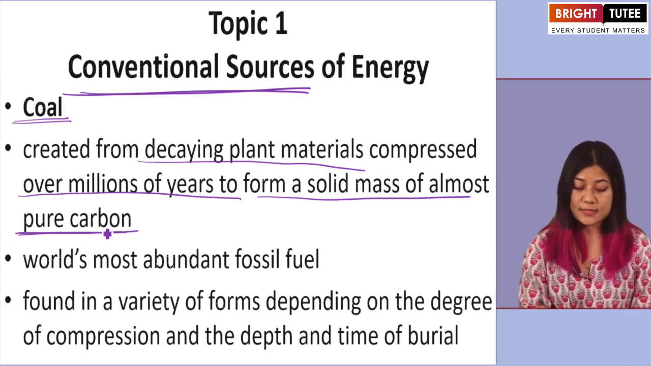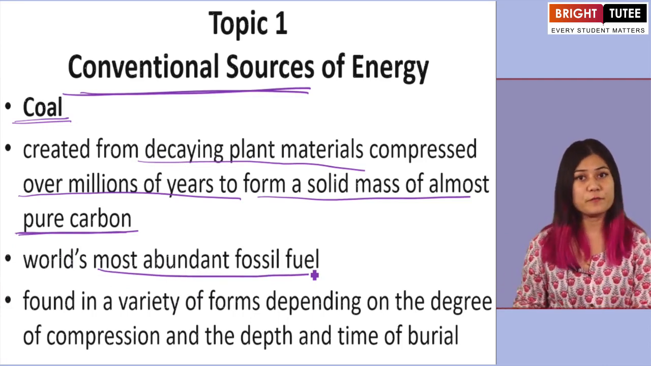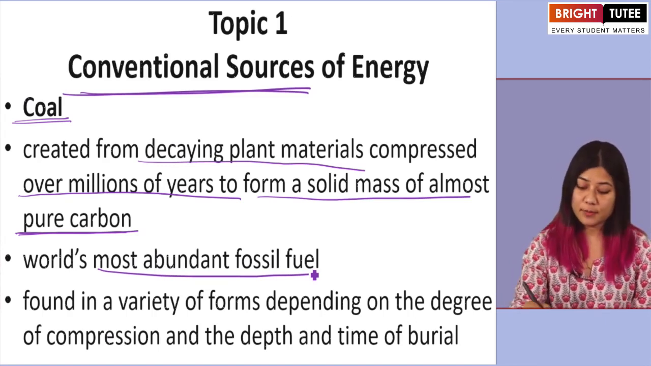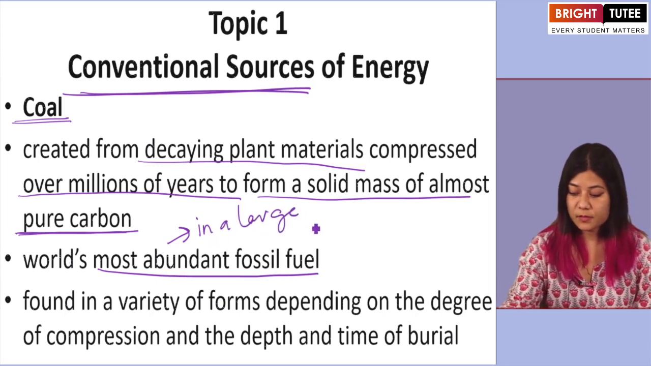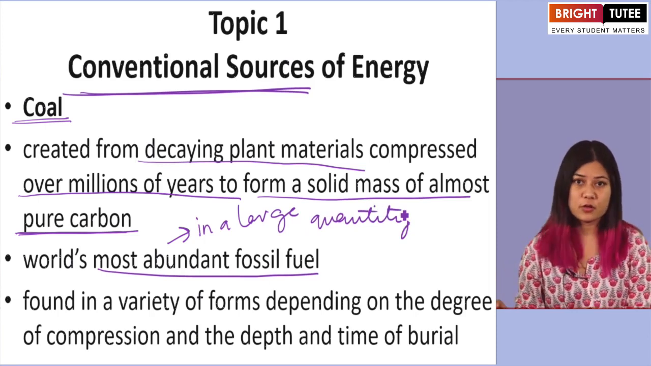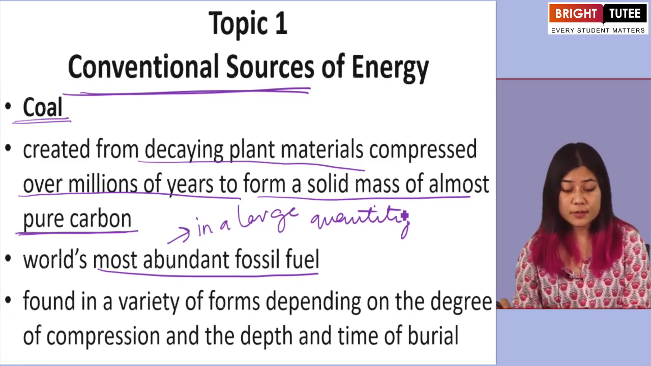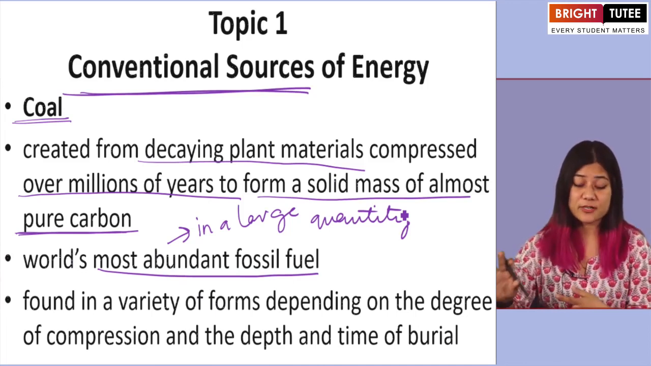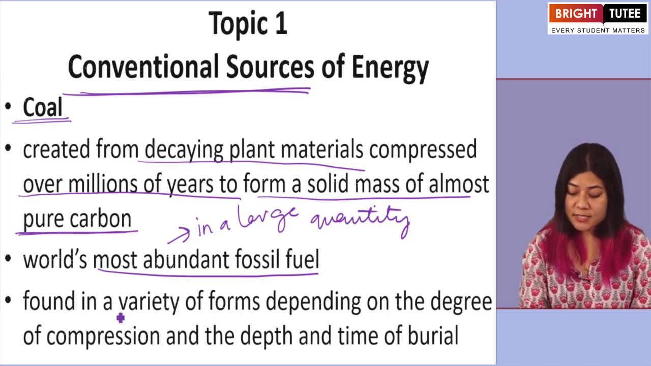Now, coal is the world's most abundant fossil fuel. Of all the fuels, coal is the most abundant one. It is available in a large quantity compared to the other fuels, compared to oil, compared to petroleum. Coal is abundantly available in the world compared to the other sources. It's found in a variety of forms.